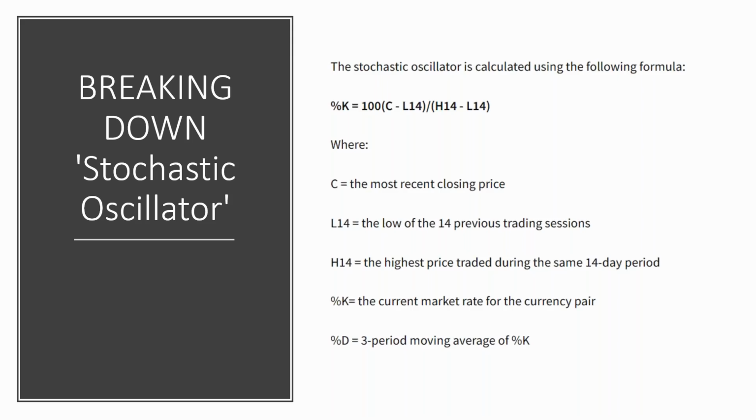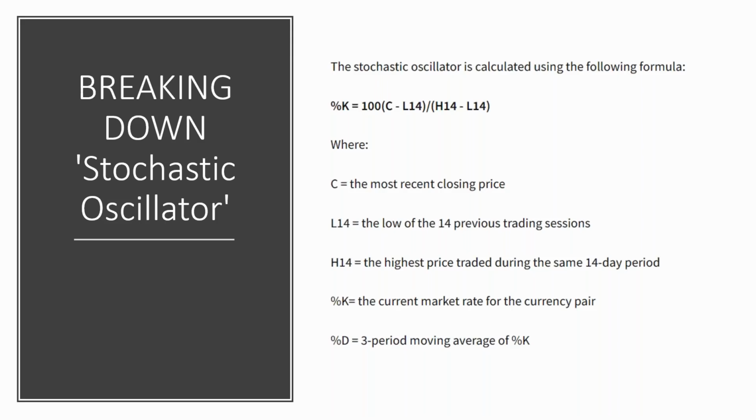So the percent K line, or the main line, if we want to call it, is simply 100 times the most recent closing price. We're looking at a chart now, so it's the most recent close. We're looking at a 1 hour chart, so it's the close of that last 1 hour, minus the low of the 14 previous trading sessions, divided by the high of the 14 previous trading sessions, minus the low of the previous 14 trading sessions. So that's for a 14-3-3.